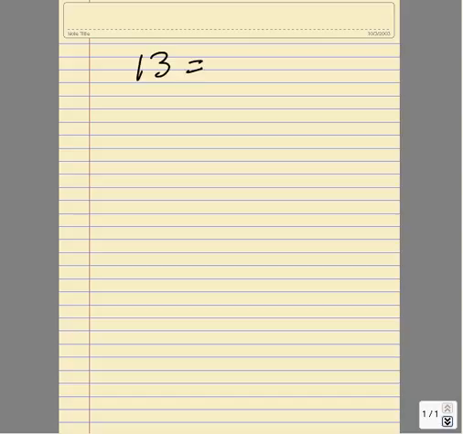13 equals a minus 17. Go ahead and click the pause button, work this out on your paper, and come back and I'll show you how it's done.